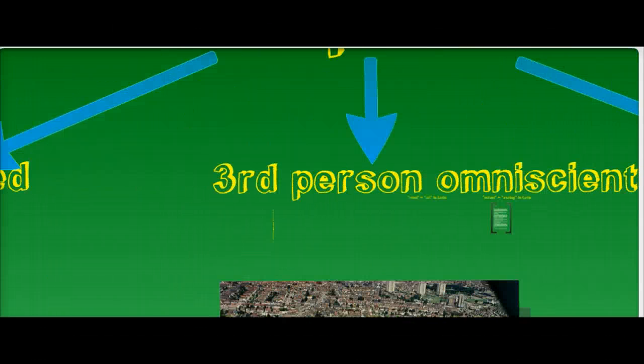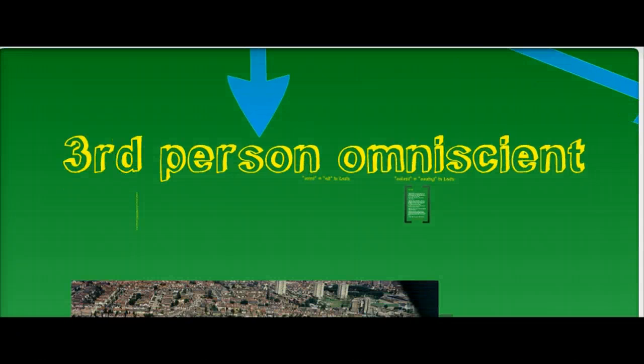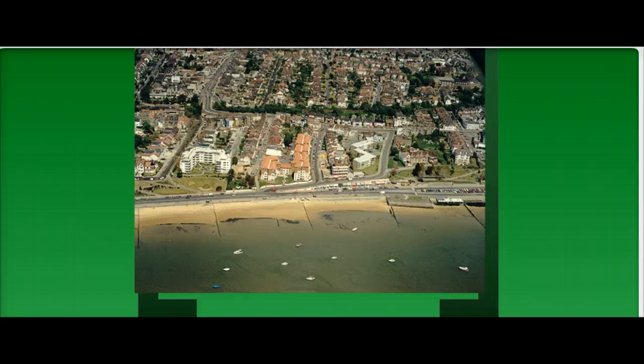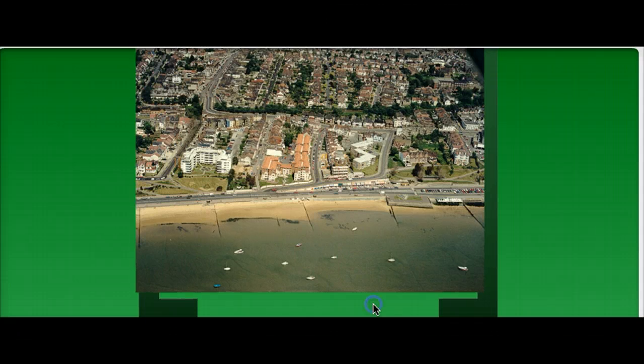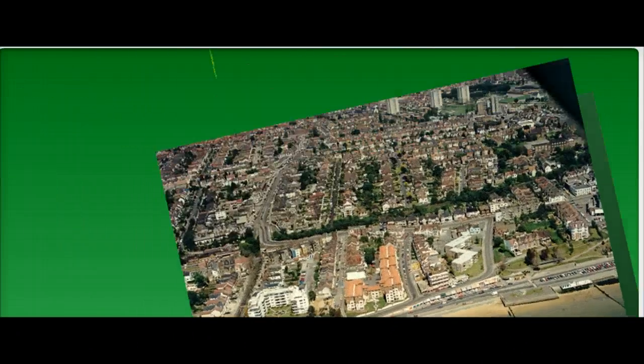The next type of point of view is third person omniscient. Third person omniscient is from an all-seeing or all-knowing perspective. Kind of like in this picture. We can see everything from above. That's what third person omniscient is like in a story. The author shows you everyone's perspective in third person omniscient.